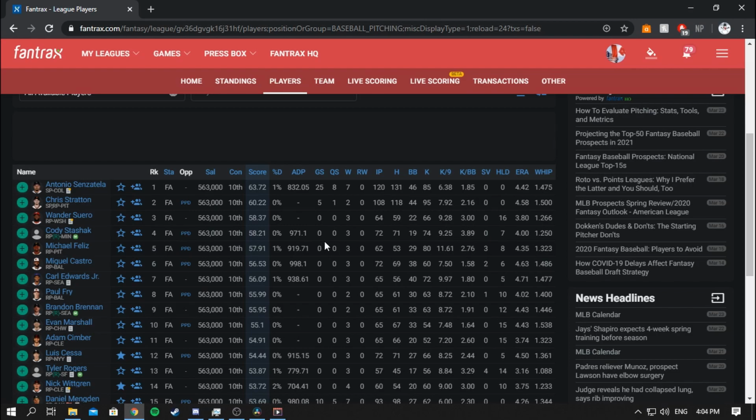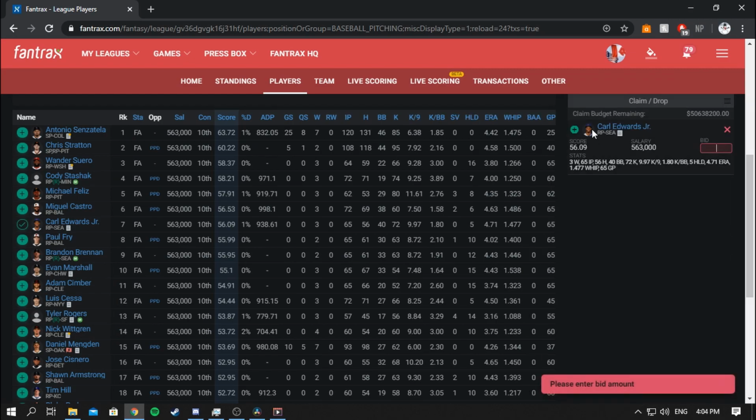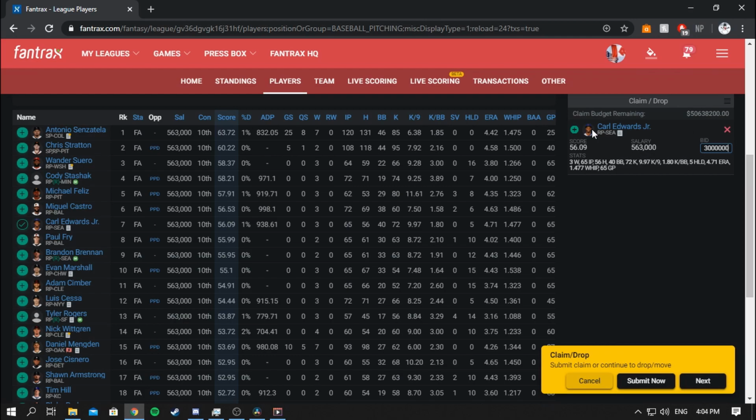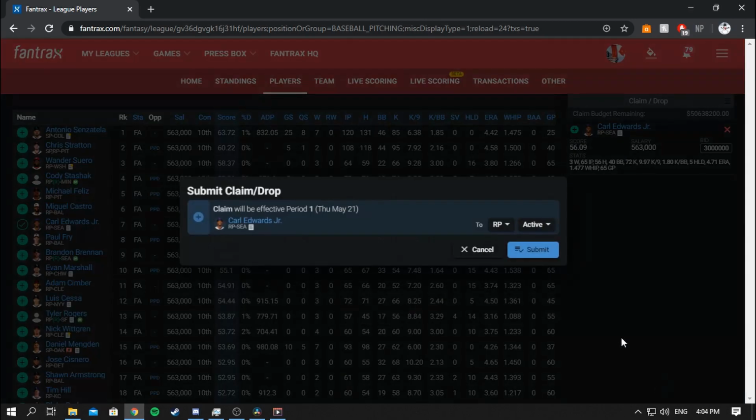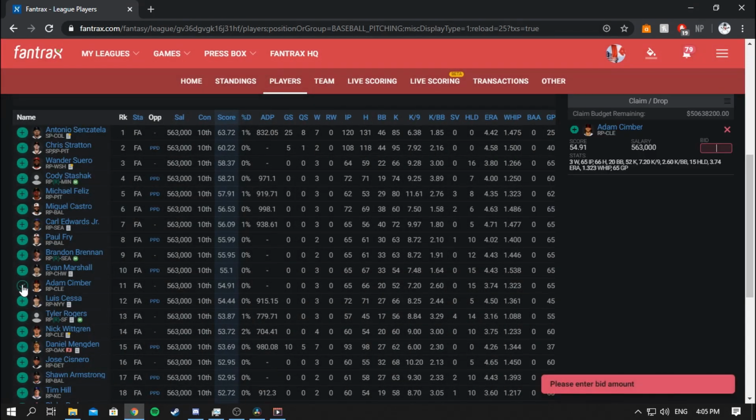This is the way you'll get the free agents during the year as well. Obviously, you won't need them in the numbers that you'll need them right now. That's why this conditional thing is probably a little more important at the start of the year than it will be throughout the year, but you can still use it anytime you want. Carl Edwards at 3, Simber at 3.